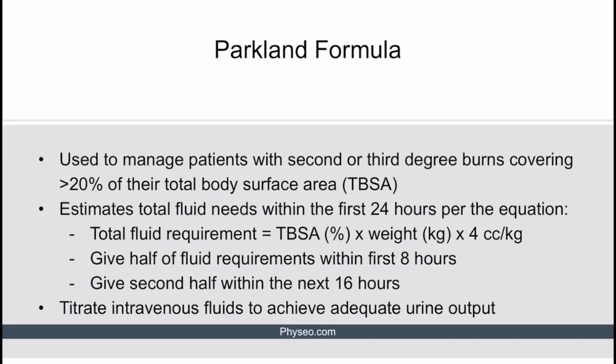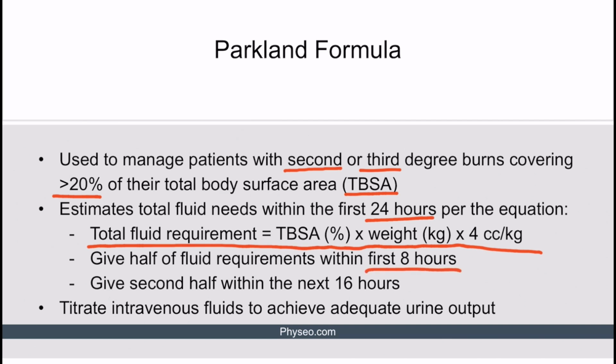The Parkland formula is used to manage patients with 2nd or 3rd degree burns covering more than 20% of their total body surface area, or TBSA. It estimates the fluid needs within the first 24 hours per the following equation. Total fluid requirement is equal to the percent of total body surface area affected multiplied by the patient's weight in kilograms and multiplied again by 4 cc's of fluid per kilogram. Half of the fluid should be given within the first 8 hours, and the second half of the fluid should be given within the next 16 hours.